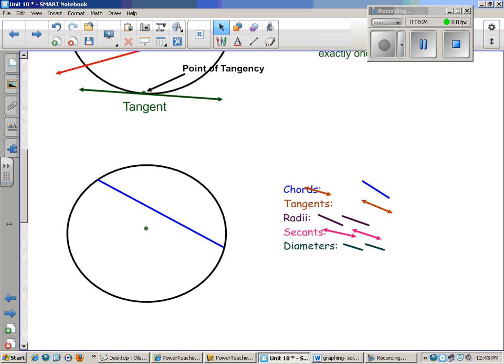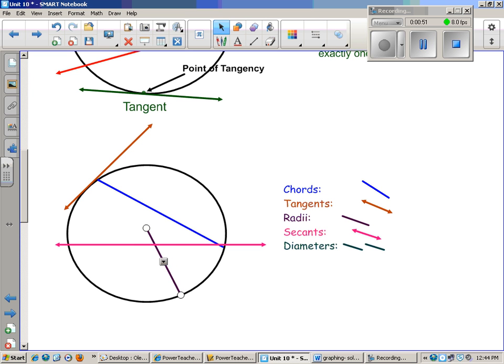A tangent touches the circle in one spot, like that. And a secant goes through the circle like that. It intersects the circle in two different points. It's a line, okay? Then radius, I feel like we knew that already. That's from the center of the circle to the edge.